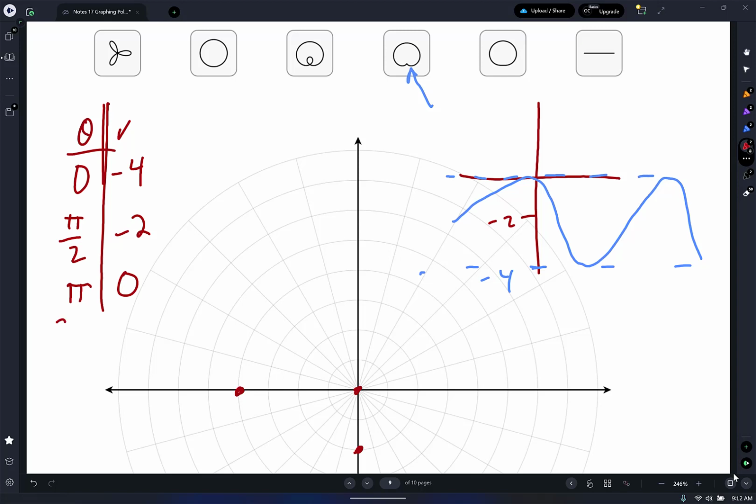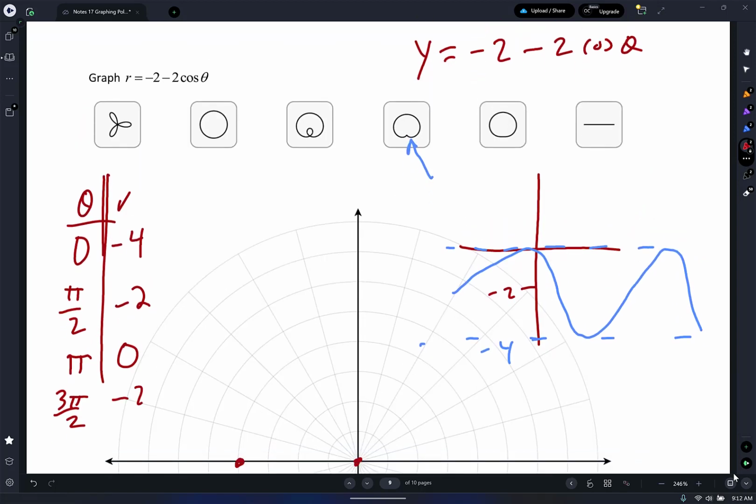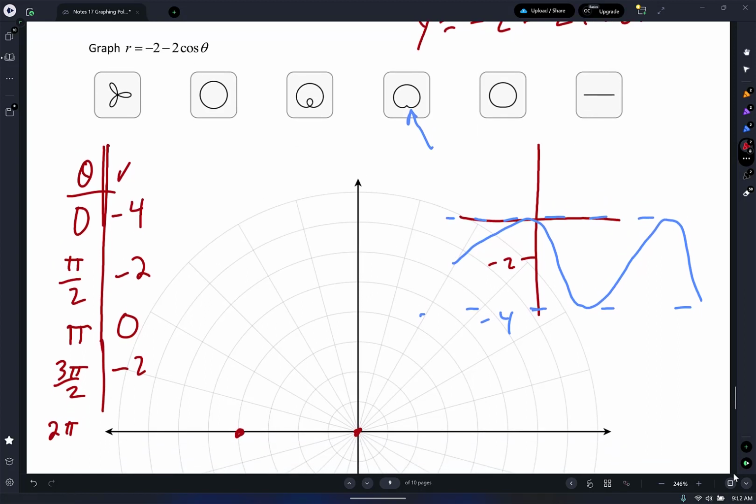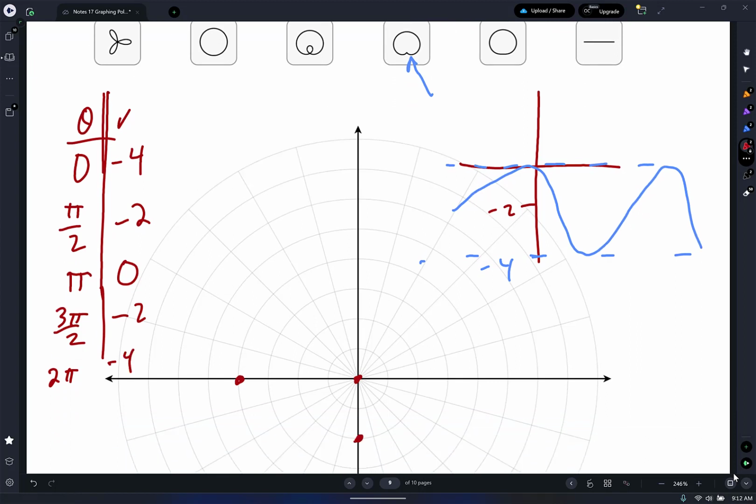I'm going to go to 3 pi over 2. Cosine of 3 pi over 2 is 0, so I get -2 again. See? I'm going to go to 2 pi. Cosine of 2 pi is 1, so I'm going to have -4 again. So 2 pi, -4. I didn't plot the 3 pi over 2. 3 pi over 2, -2. Point. So it's going to look like this, guys. Look, it's a heart.